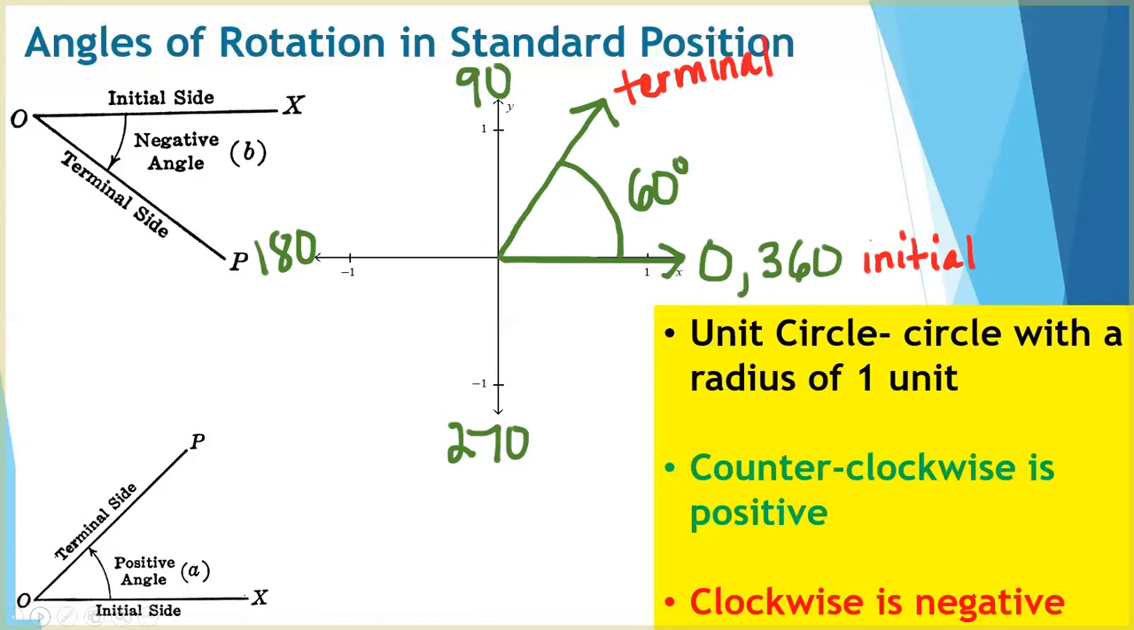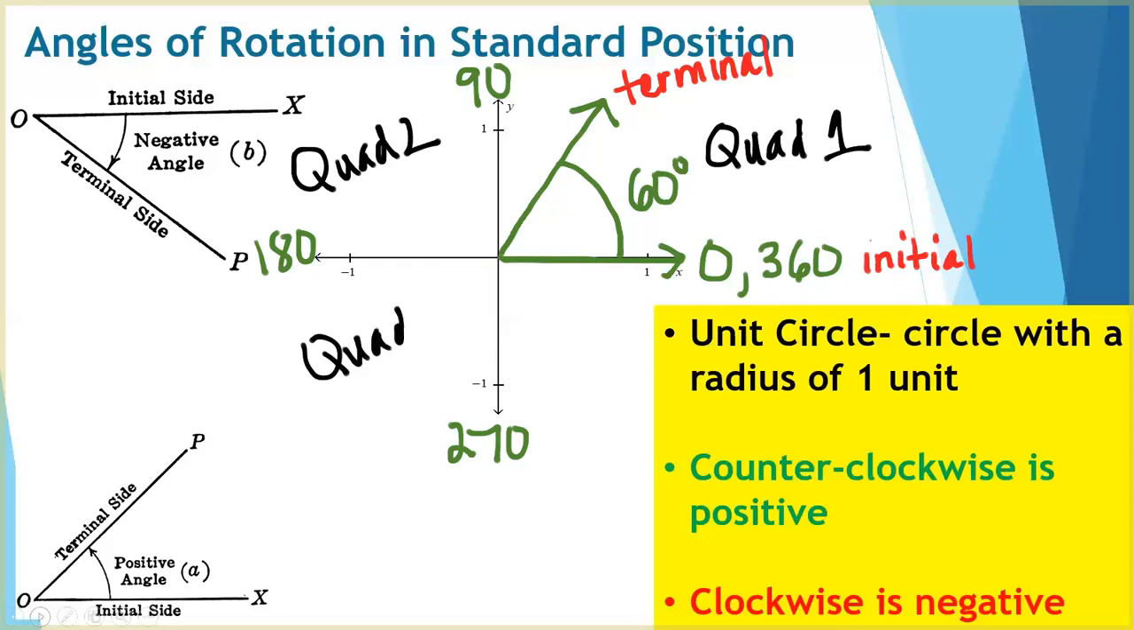So in that first homework assignment that's due Friday, you have to click where the terminal side would be. For this example, for a 60-degree angle, the terminal side would be in quadrant 1. So when you have your coordinate plane, this is quadrant 1, this is quadrant 2, this is quadrant 3, and this would be quadrant 4.